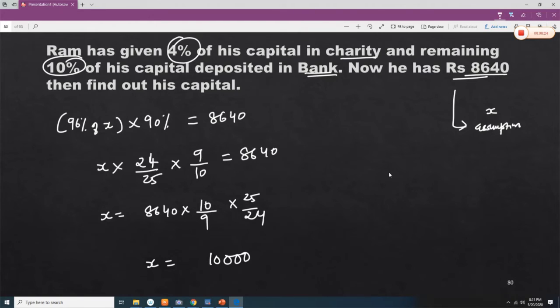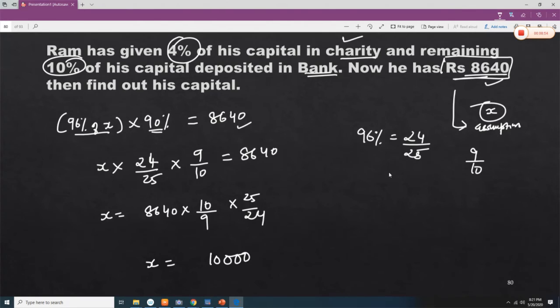So this is in rupee value, so you have to assume X. So 4% he is spending on charity. It means now he has 96%. 10% he is depositing in bank. So still he has 90% of whatever the amount left is equal to 8640. So 96% is equal to 24 over 25 into 90% is 9 over 10, into 9 over 10, is equal to 8640. So X is going to be 10,000.